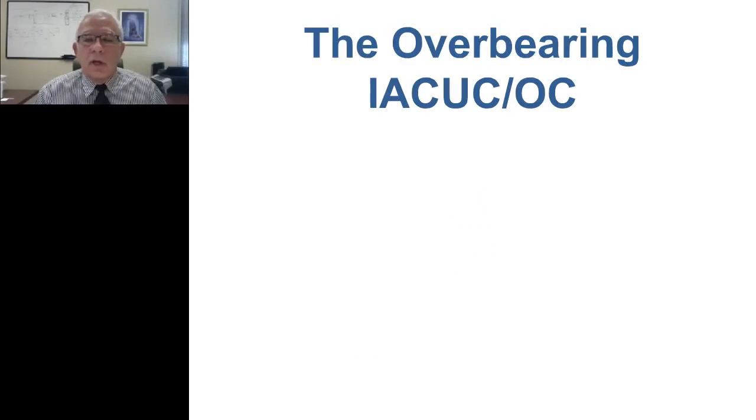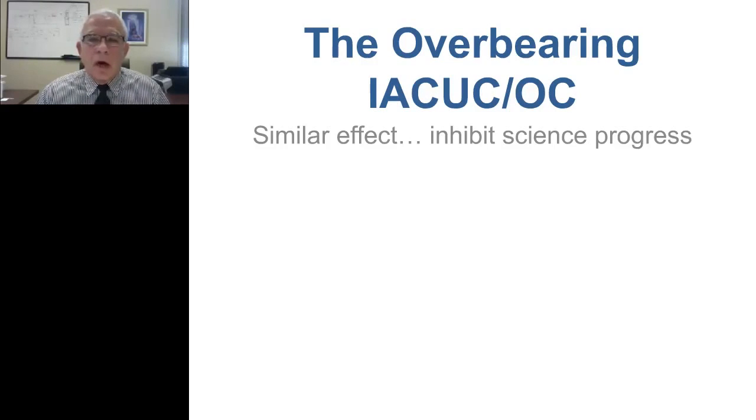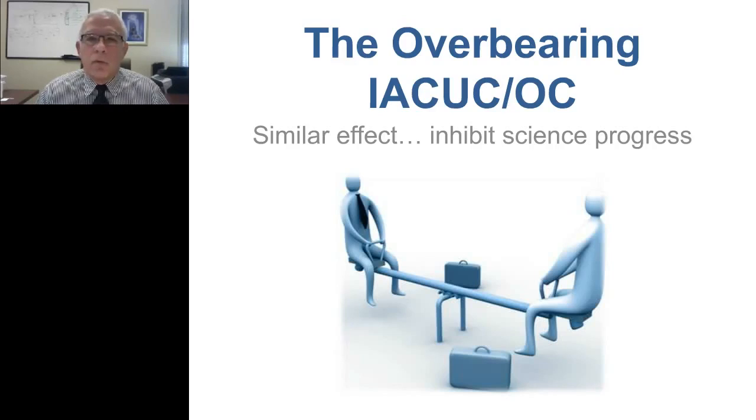Let's also keep in mind, not only is a weak oversight committee, a weak veterinarian, or a weak IO a problem, but the overbearing oversight committee can also have similar effects, because the overbearing committee is so concerned about nothing but regulation that it will have a similar effect to the weak committee. It will inhibit scientific progress, and science will not be correct, will not be the right science, in a program where the oversight committee is an overbearing one. So what is the answer?